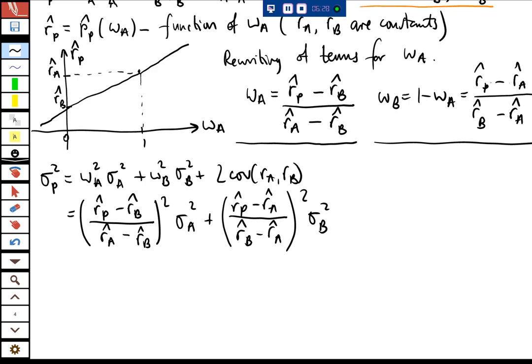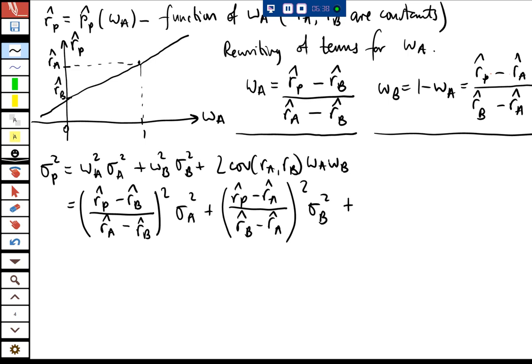I've just noticed I've missed some factors off here. This should be omega A, omega B. Okay, that final term, 2 times the covariance, is just some constant. We actually know what this is. Omega A, omega B.